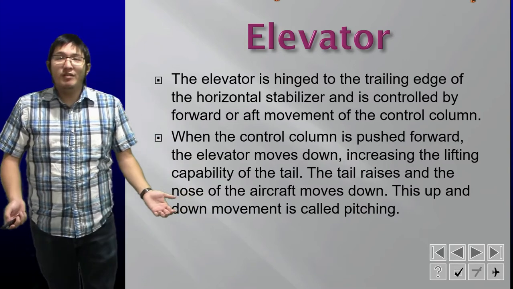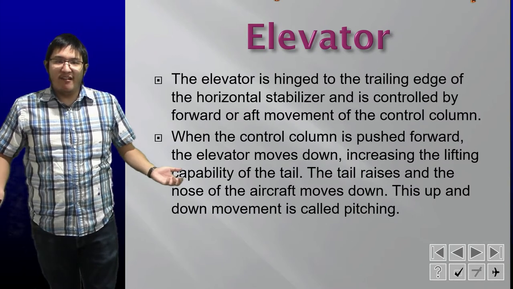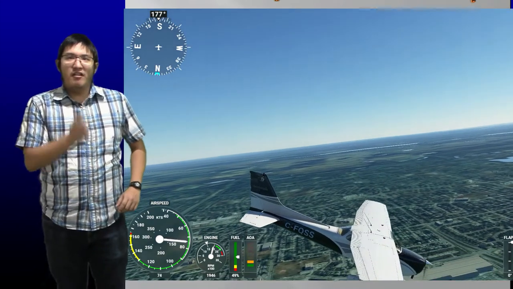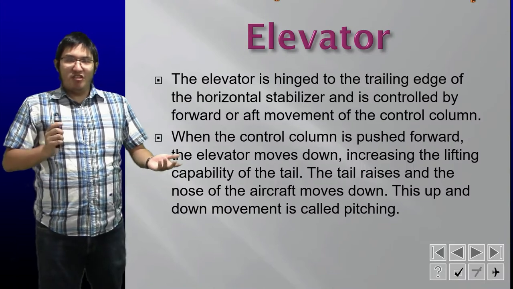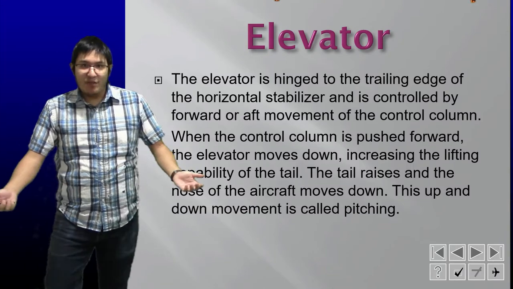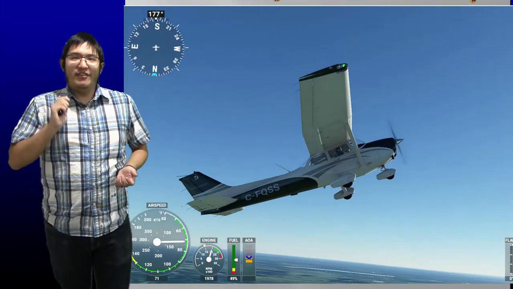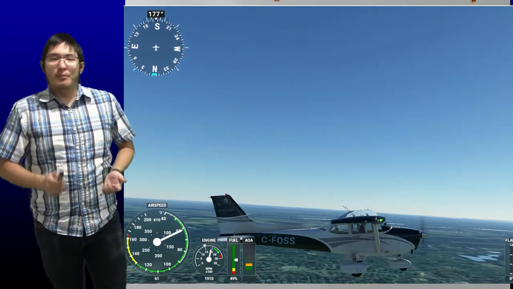So what we're essentially doing here is changing the amount of lift generated by the tail. So when we push forward and the nose goes down, the tail is generating more lift than the wings, which results in a pitching down motion. And vice versa, when we pull up, then the elevator is creating significantly less lift than the wings, and the result is we go up.